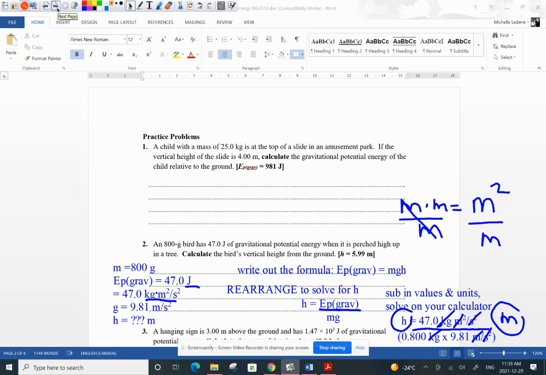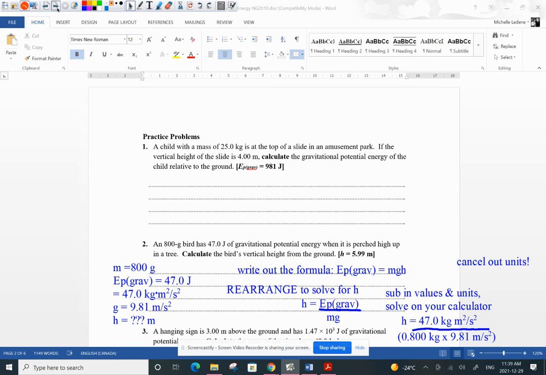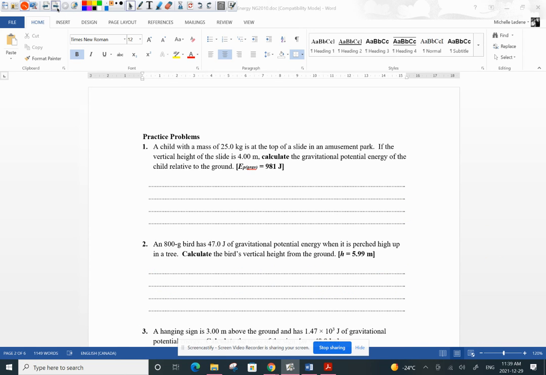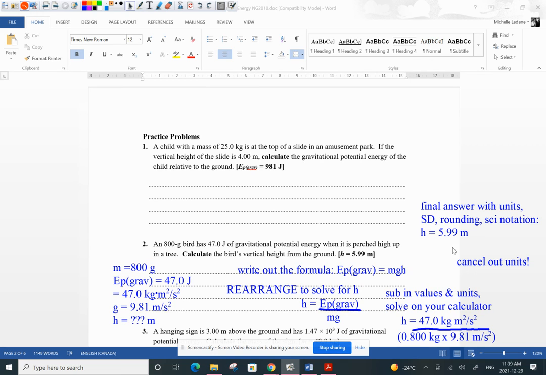And so on your calculator now, 47 divided by, use your bracket function, 0.8 times 9.81. And again, as I said, cancel out your units. And with your rounding, sig digs, scientific notation, correct units, height is 5.99 meters. So my calculator showed me that my value is 5.9887 something, something, something, something, right?